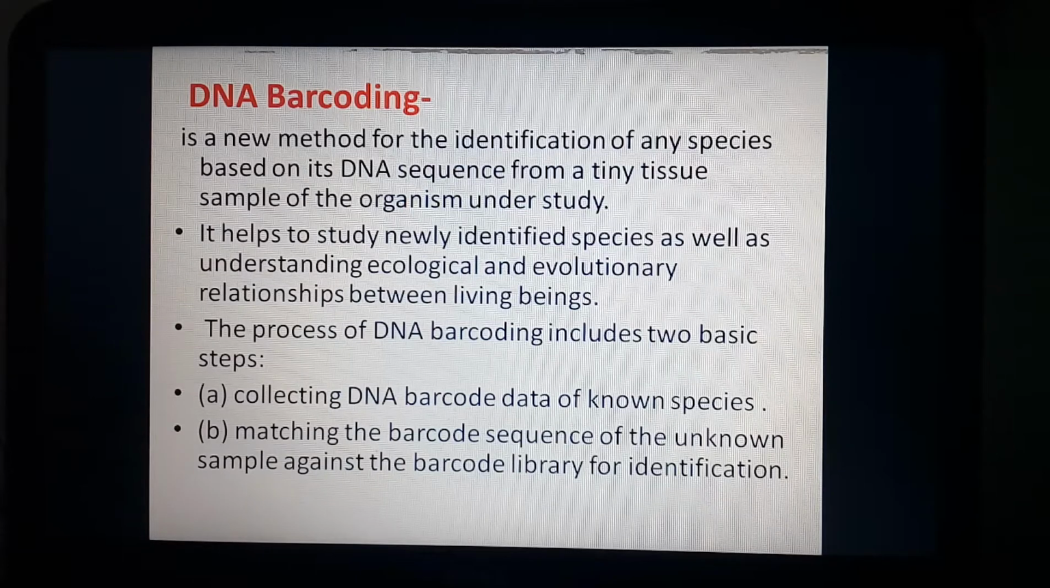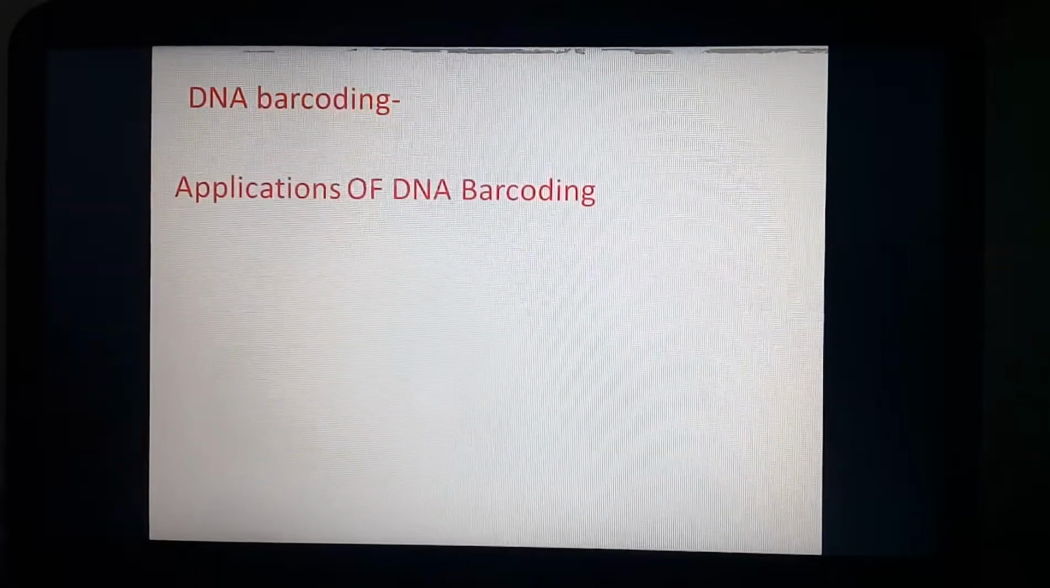Previously studied DNA barcode data of known species, and now the DNA barcode data of the newly collected individual organism. Then in the second step, we have to match the barcode sequence of the unknown sample against the barcode library for identification, that means against the known samples. This helps to identify the animal very quickly with the help of DNA barcoding.